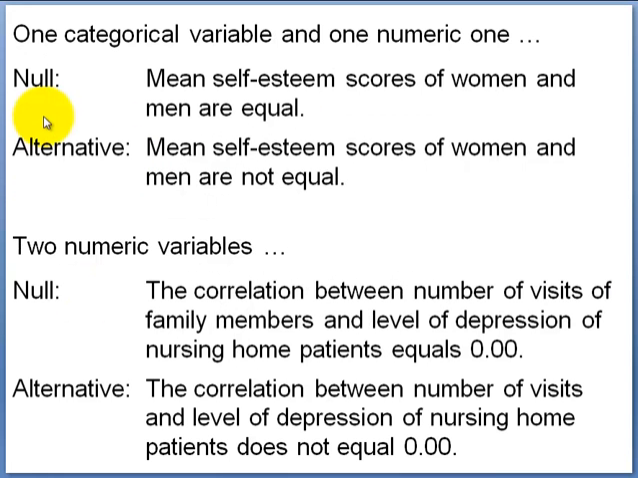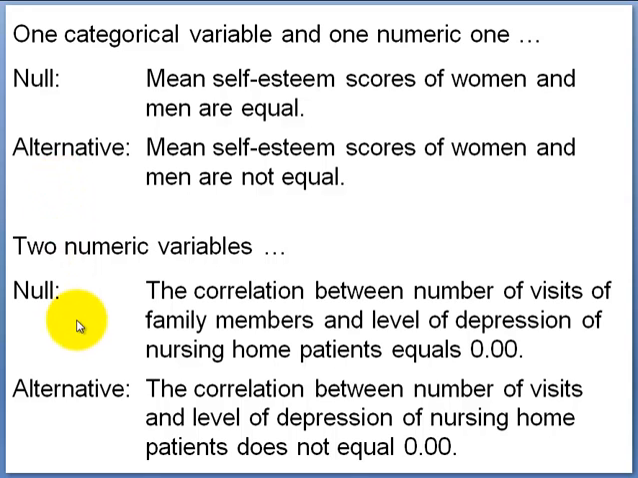Now, here's an example of a hypothesis pair where we have one categorical variable and one numeric one. The null: mean self-esteem scores of women and men are equal. The alternative: mean self-esteem scores of women and men are not equal.